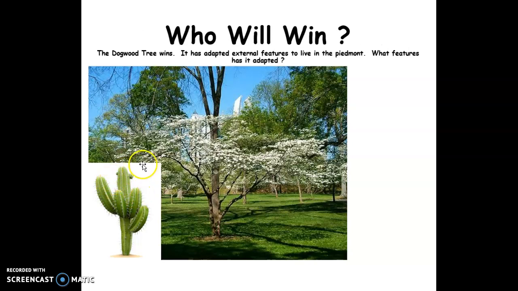You're right, the dogwood tree wins. It has adapted external features to live in the Piedmont. What features has it adapted? Think about that. Think about the cactus. Can the cactus survive in the Piedmont? What external features does it have? Take a moment to jot down your thoughts.